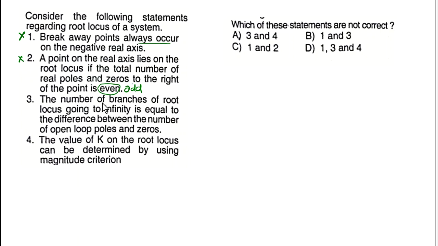Next one, the number of branches of the root locus going to infinity is equal to the difference between the number of open loop poles and zeros. So this statement is correct. And the last one, the value of k on the root locus can be determined by using the magnitude criterion. Yes. So options 3 and 4 are the right options for this question, so the answer will be A. We'll move to the next question.